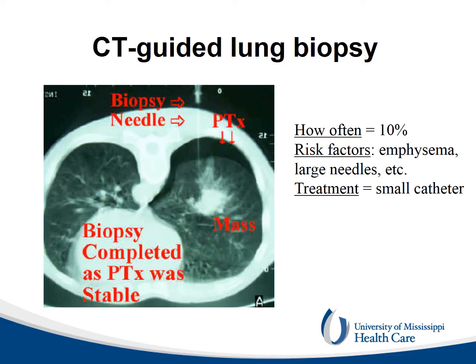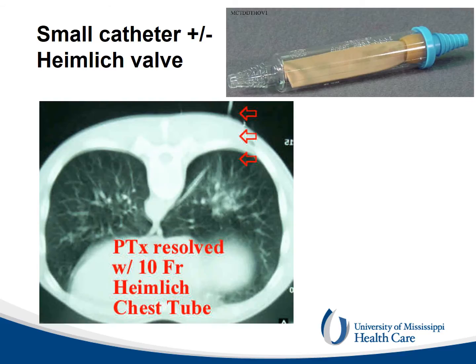This chest shows a common procedure done for histologic diagnosis of lung nodule, the so-called CT-guided lung biopsy. It has 10% incidence of iatrogenic pneumothoraces, which are usually treated by insertion of a catheter, a small chest tube, in the affected pleural space. A Heimlich valve can be connected to the catheter after the lung is expanded, and the catheter will be removed as an inpatient or outpatient procedure.